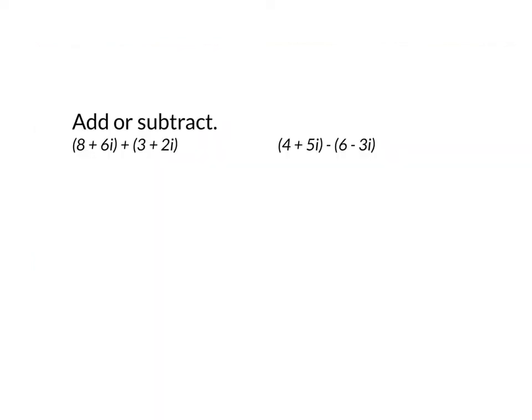Okay, we're going to add and subtract them. That's not very difficult to do. When you add, all we're going to do is add the real parts. 8 plus 3 is 11. We're going to add the imaginary parts. 6 plus 2 is 8. And that's all you do.